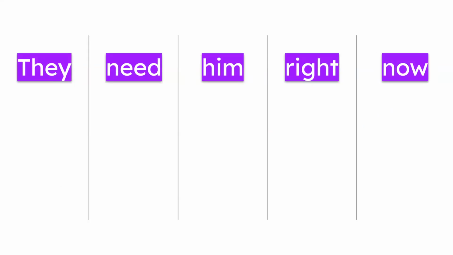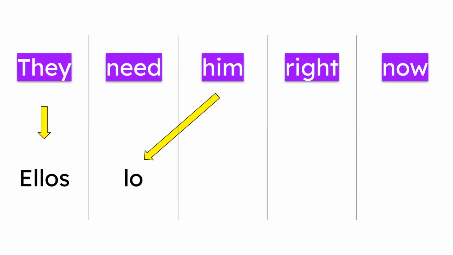Next sentence. They need him right now. They is ellos, that's correct. And now we need to conjugate the verb to need with they, and that's no, so fast. Exactly. We need lo first. Ellos lo, and then the verb necesitar. Ellos lo necesitan right now.